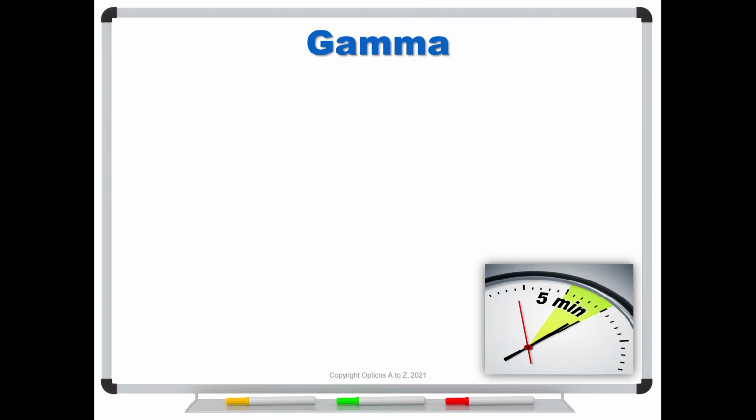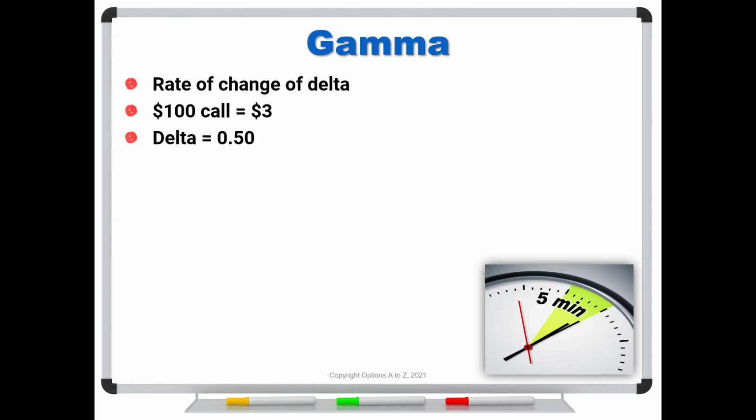But remember what gamma is. It is simply the rate of change of your delta. So if we have a $100 call trading for 3, and let's say that your broker's platform shows that it has a delta of a half, and it also shows that it has a gamma of 0.05.